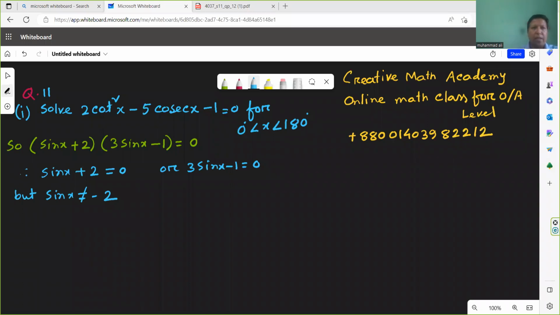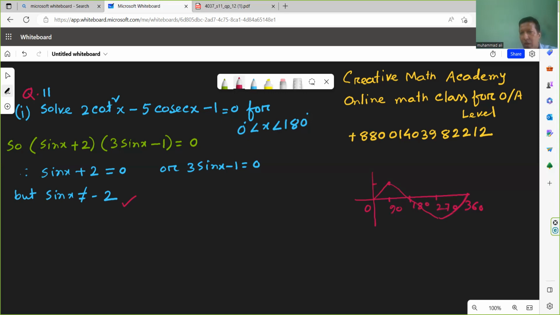Finally, we get here (sine x plus 2) into (3 sine x minus 1) equals 0. So sine x plus 2 equals 0 or 3 sine x minus 1 equals 0. But sine x is not equal to minus 2. Why? If we sketch the sine x graph, we'll find at 0, sine x is 0. When x is 90 degree, sine x is 1. When 180 degree, it will be 0. When 270 degree, it will be minus 1, and at 360 degree, it will be 0.